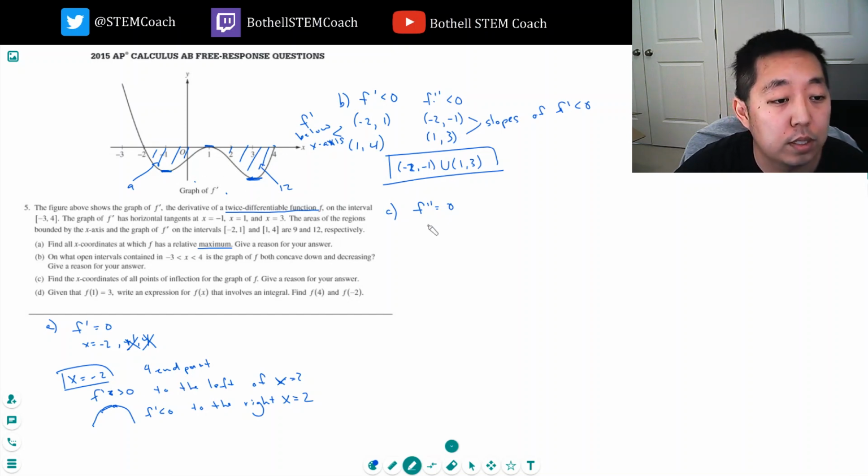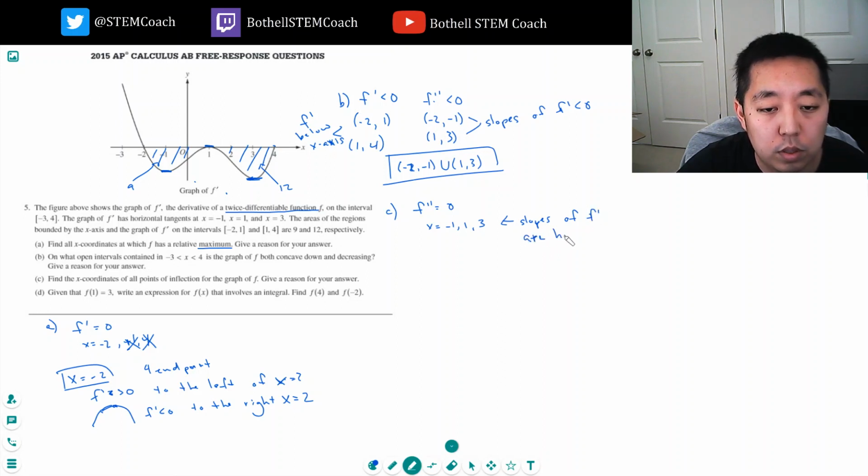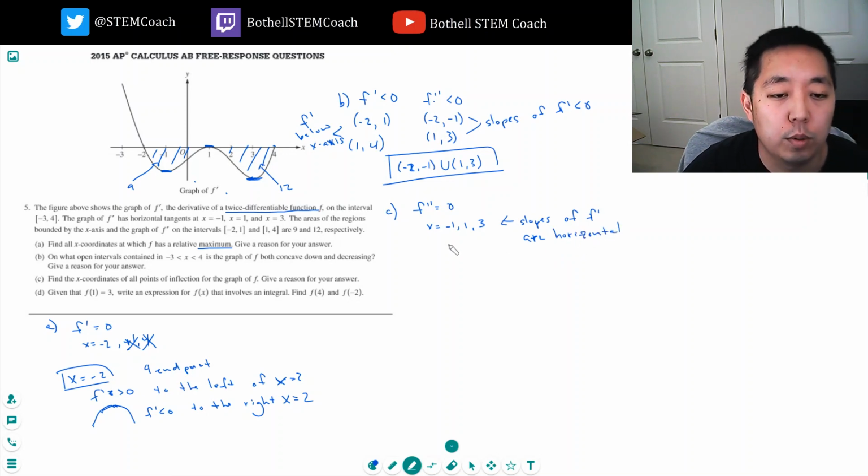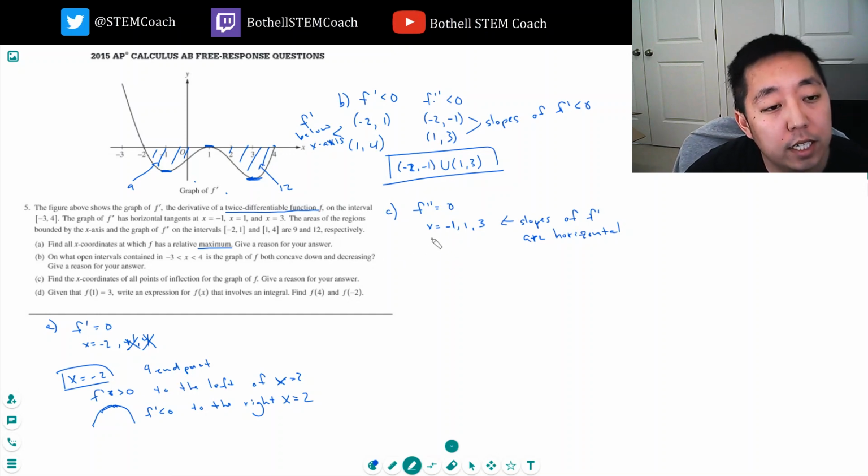The critical points here are -1, 1, and 3. It's where the slopes of f prime are horizontal, or tangent lines of f prime are horizontal. Okay. But I need the second derivative to change signs. So the second derivative, again, are the slopes, and then the second derivative changes sign.